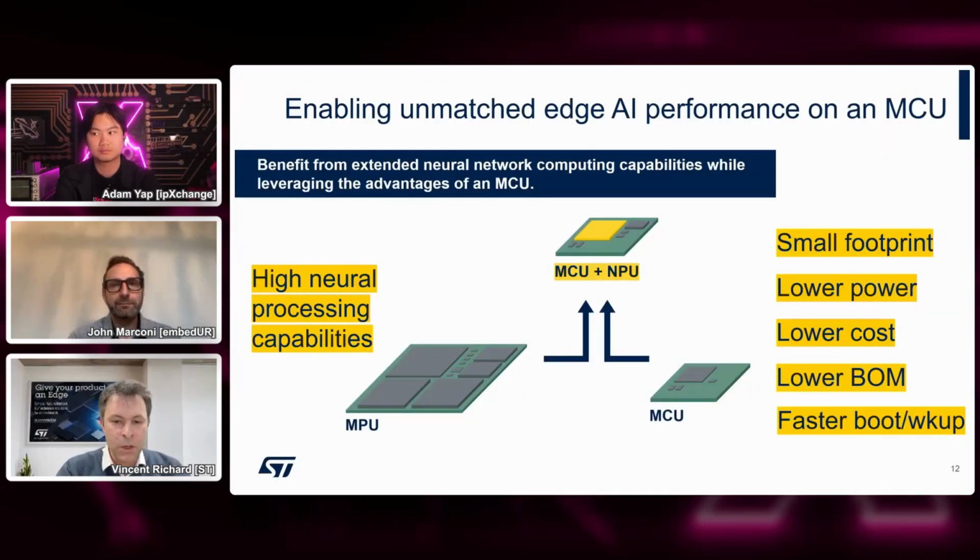This MCU combines the best of two worlds, the MPU world, the microprocessor world, and the microcontroller world. For the end user experience, it's closer to a microprocessor with the AI capability thanks to the neural processing unit, while it still benefits from the advantages of a microcontroller: small footprint, lower power consumption, also lower cost with a lower PCB and a lower bill of materials due to the reduced number of external components like regulators, and a faster boot time. That's very important.